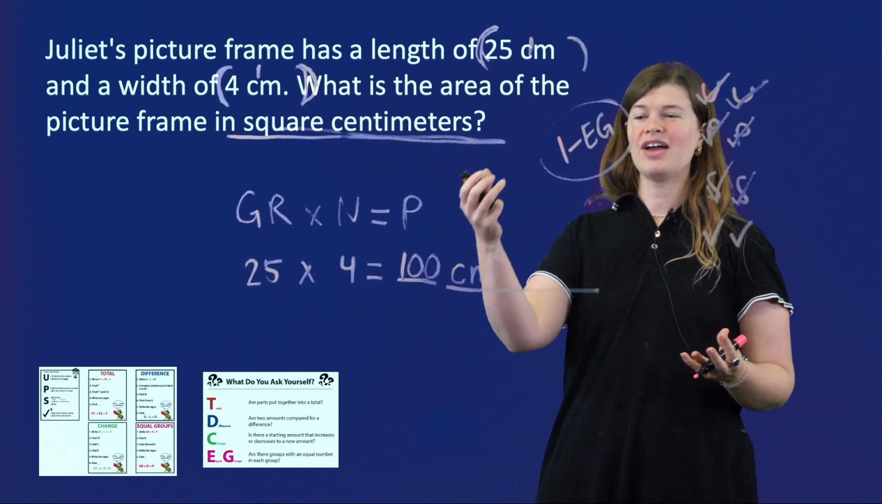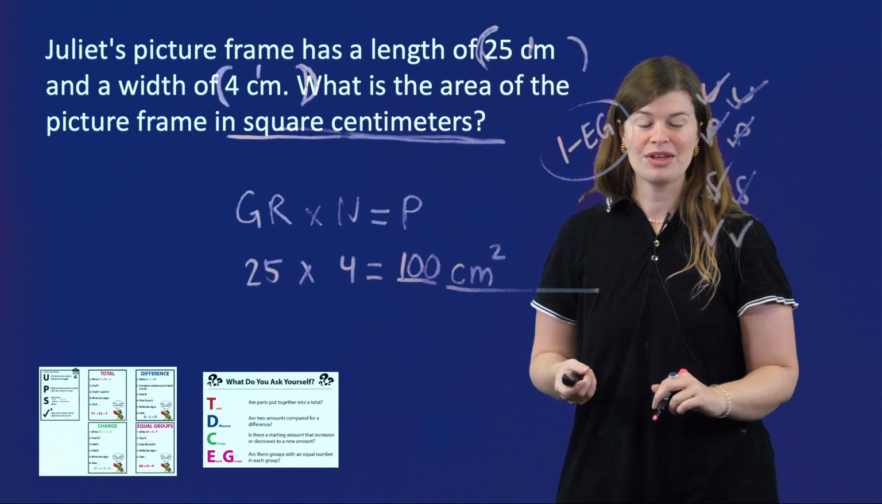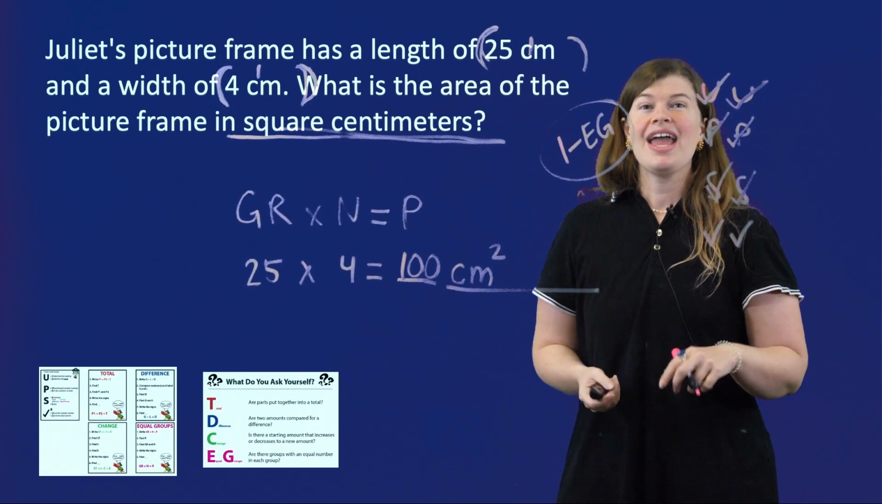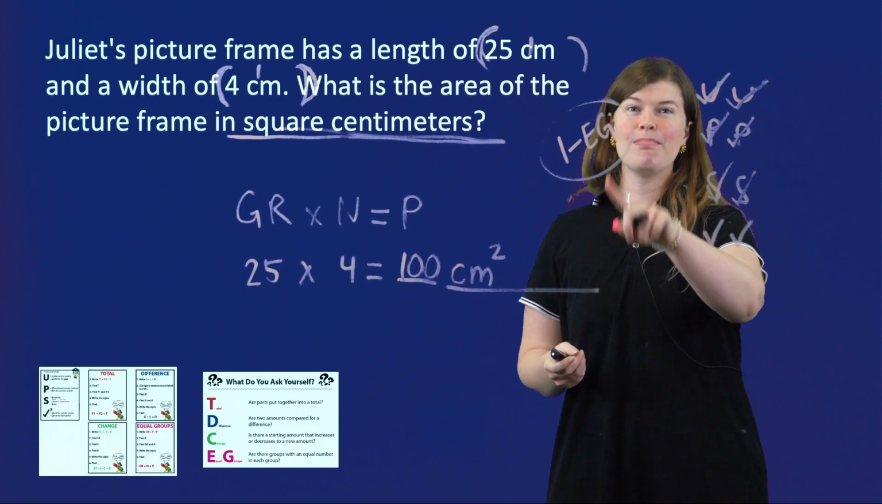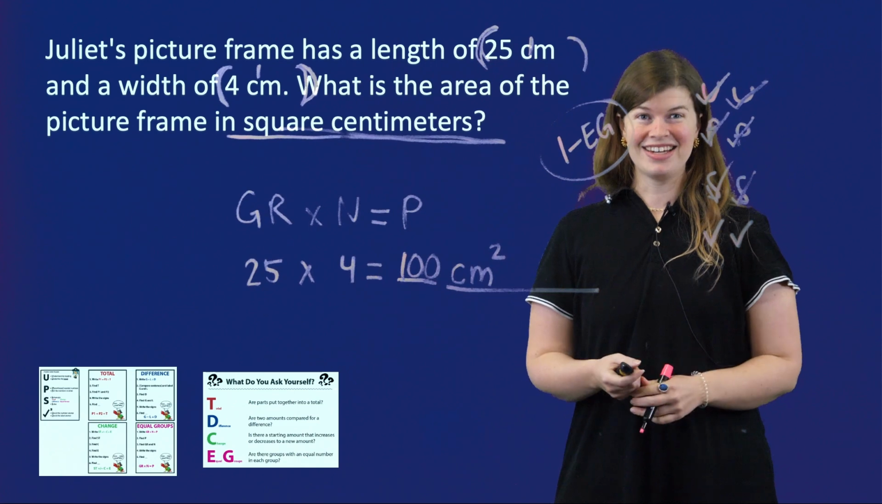I know that 25 times 4 is 100. I could double check with the algorithm, but I don't have to. And I know that centimeters squared matches area problems. So this one is done.